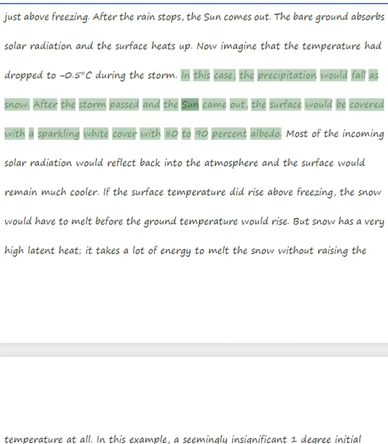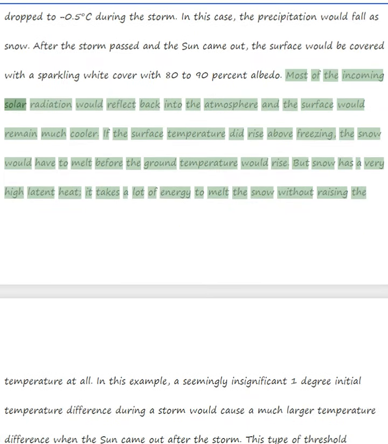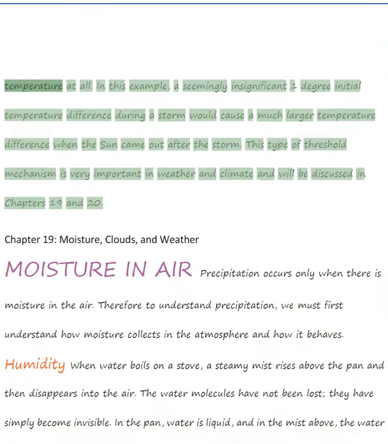After the storm passed and the sun came out, the surface would be covered with a sparkling white cover with 80 to 90% albedo. Most of the incoming solar radiation would reflect back into the atmosphere and the surface would remain much cooler. If the surface temperature did rise above freezing, the snow would have to melt before the ground temperature would rise. But snow has a very high latent heat. It takes a lot of energy to melt the snow without raising the temperature at all. In this example, a seemingly insignificant 1 degree initial temperature difference during a storm would cause a much larger temperature difference when the sun came out after the storm.